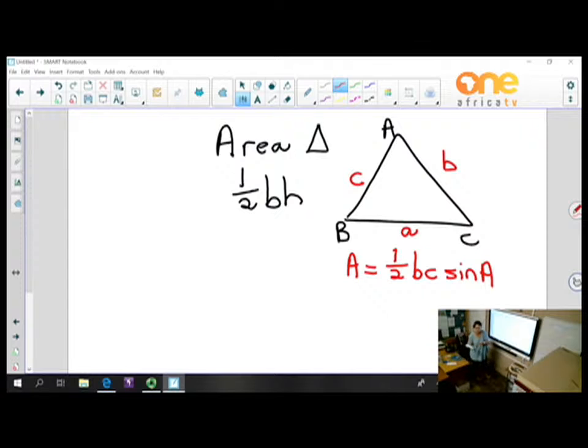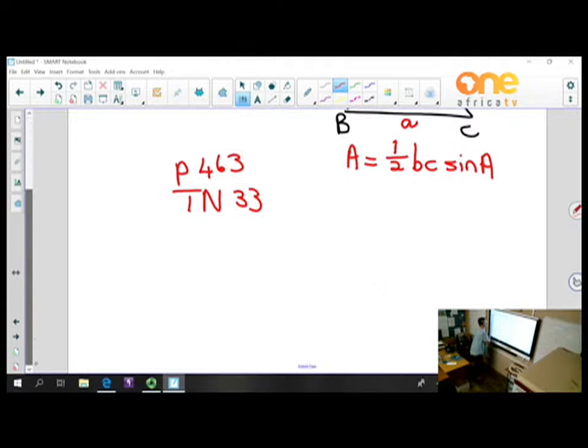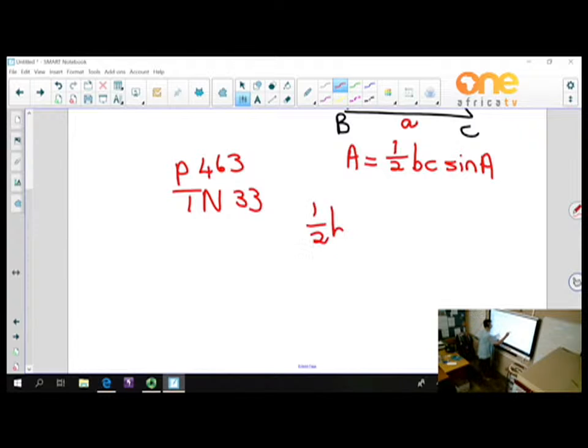In the textbook, you can look on page 463, and we're looking at Try Now 23. This is very easy because it is just right angle triangles. If you look at the exercise, it's just a right angle triangle. We work with half base times height. Just remember that your base and your height must be perpendicular.